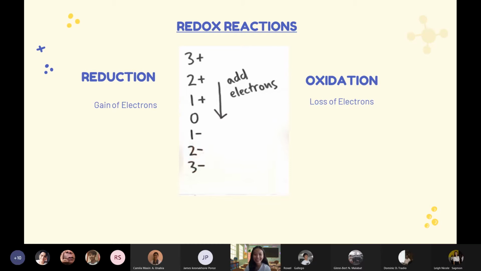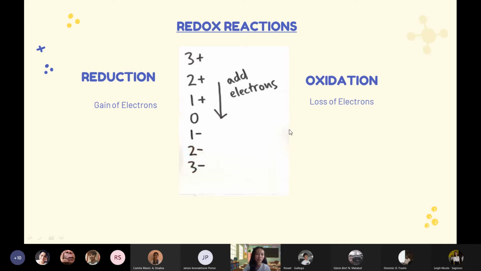Okay, I understand. Now, in this figure I could explain to you why reduction is the gain of electrons. As you can see in this figure, as you add electrons, the charge reduces. And remember, when we write reduction and oxidation, for reduction the sign is minus and for oxidation it is plus. Loss of electrons is plus and reduction, the gain of electrons, is minus. That could really confuse you guys, especially if you are still learning the subject.